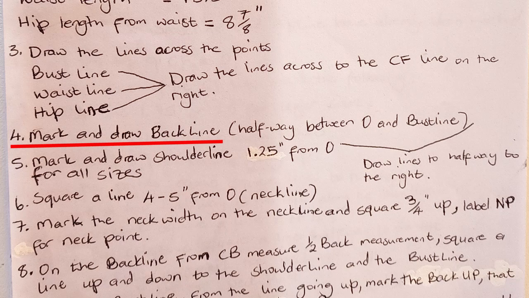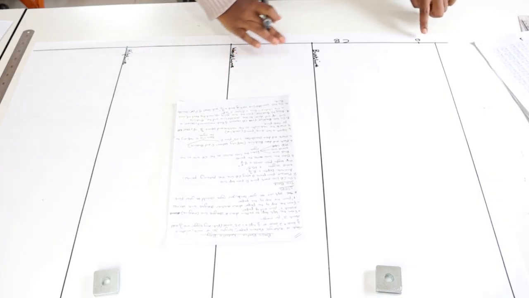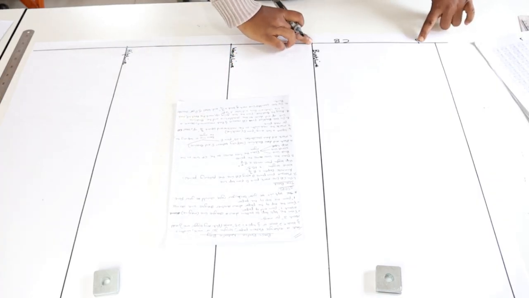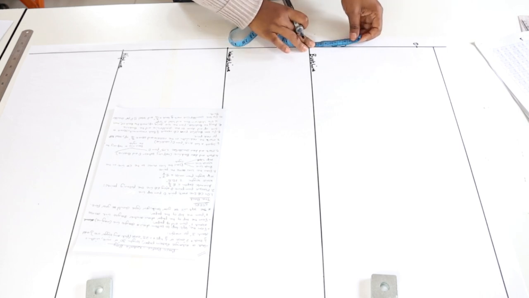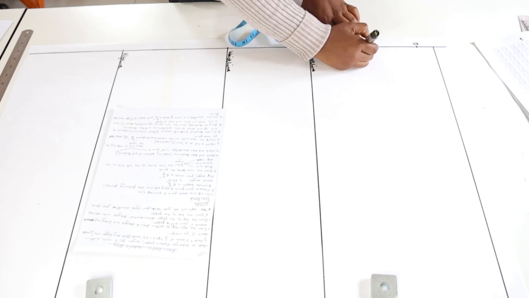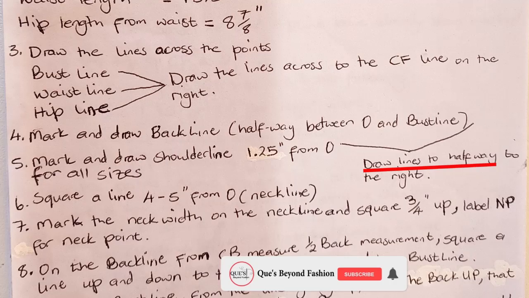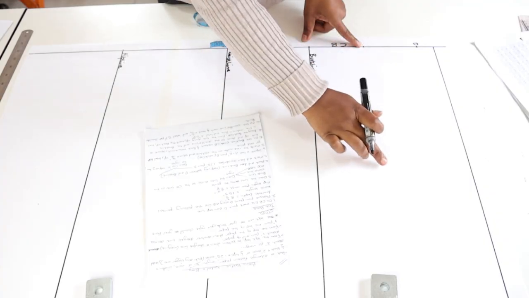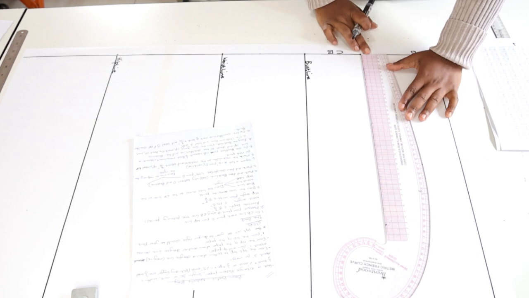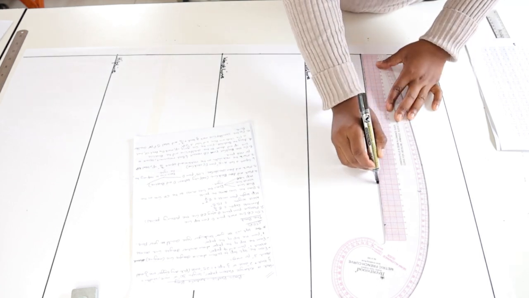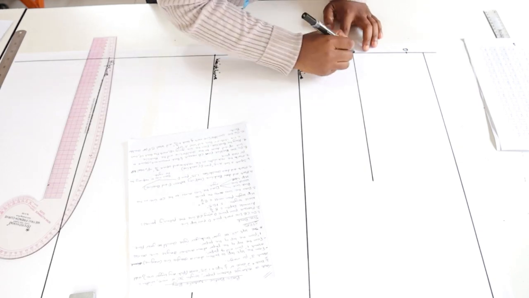And then next we are going to mark and then draw the back line that is halfway between 0 and the bust line. So we have 0 right here, and then we have our bust line. So we are going to find half of this distance. You can just place your tape measure and then divide it by 2 like so. So this one right here is going to be our back line. And then it says here, draw lines halfway to the right. That means we are going to draw straight lines up to somewhere just before halfway. So I'm going to use my square ruler and square a line like so. So this line, we are going to label it as our back line.